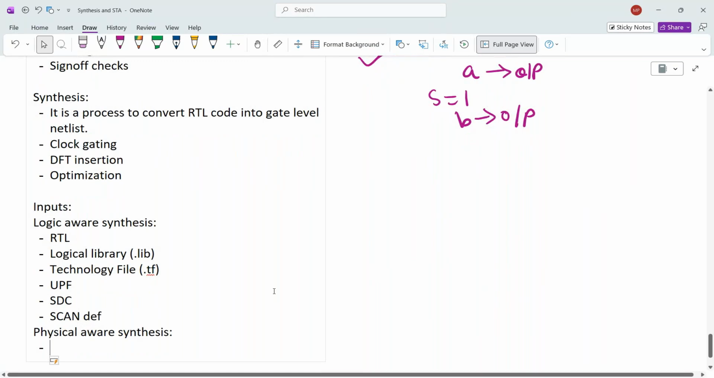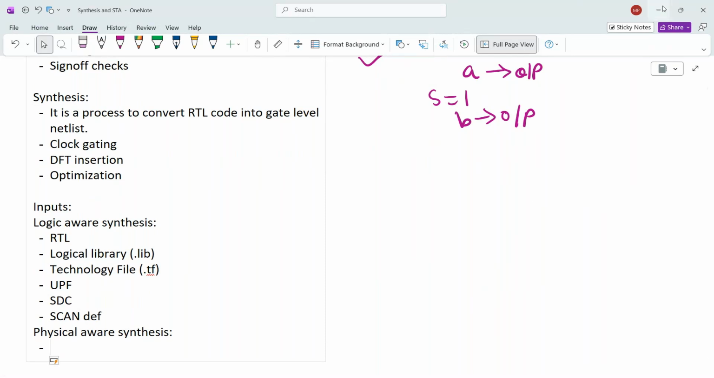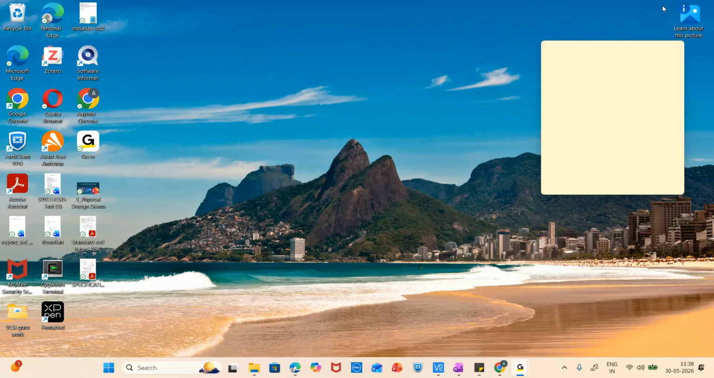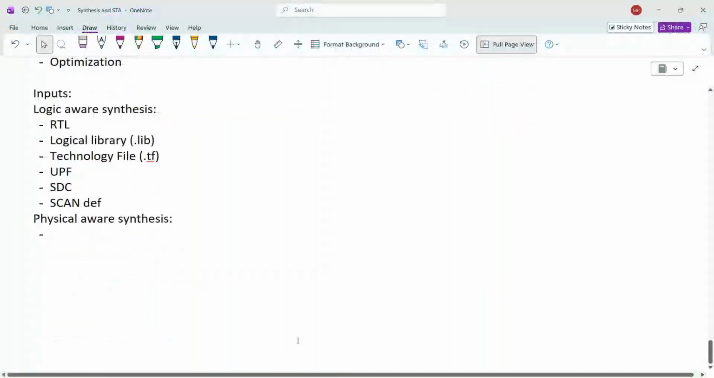There we need, as I mentioned earlier, floor plan DEF. Floor plan is having information about core and die area, where ports are placed, where macros are placed, and where the voltage area is created. Right. So we will require floor plan DEF. This is having the layout information. Now, as the layout has come into picture, also the physical library will be required.